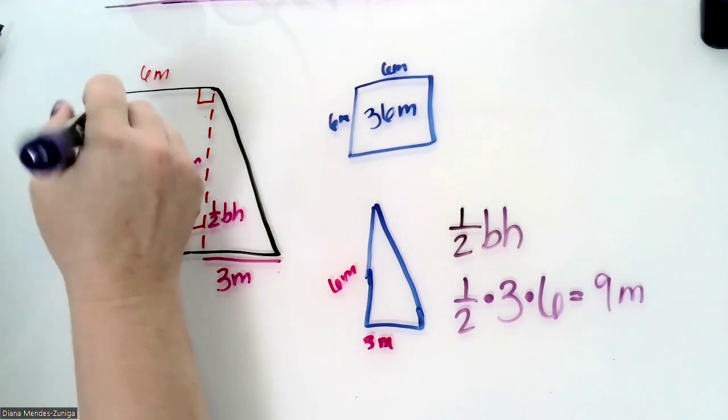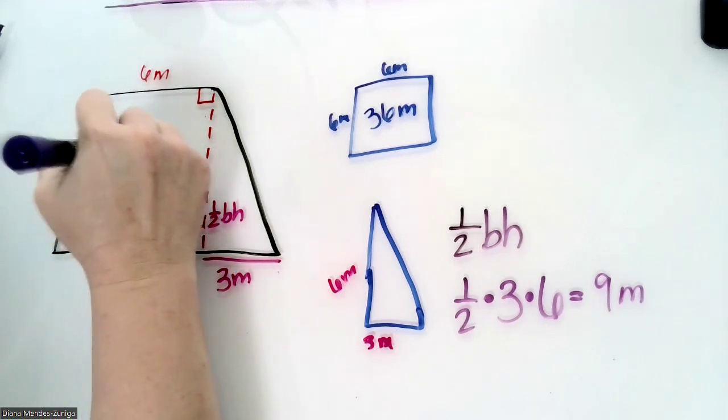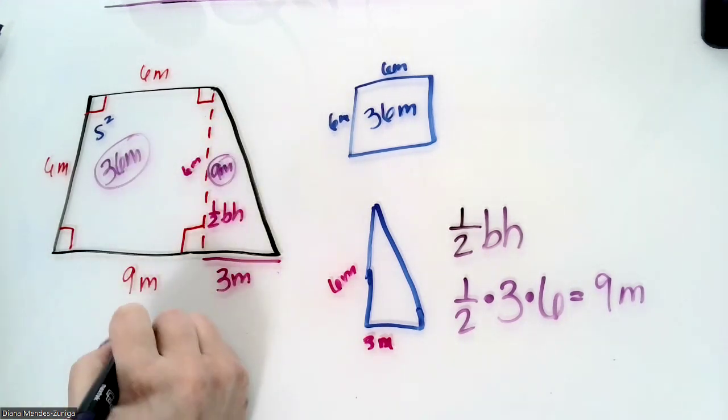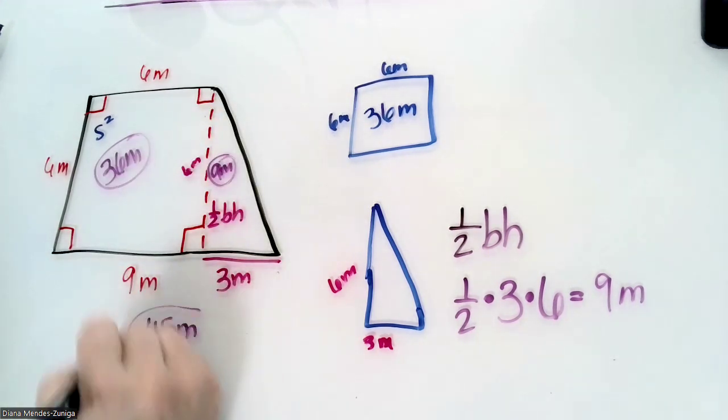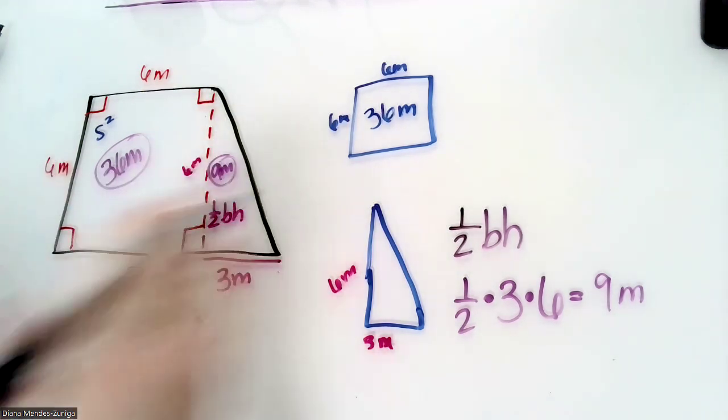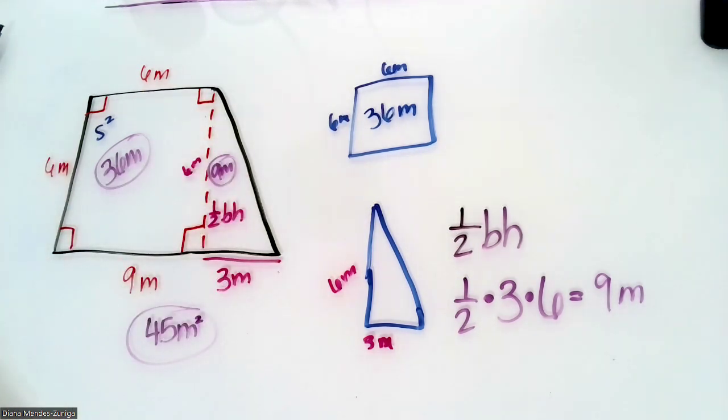So if we look at this, we have 36 meters for this part and 9 meters for this part. When you add those together, our total for the shape is 45 meters, and it's going to be squared. How we have to do that is we have to break it into 2 sections that we understand what the shape is. So let's do another one.